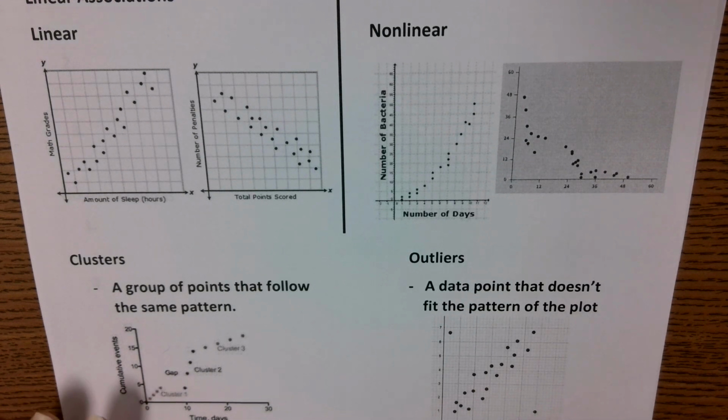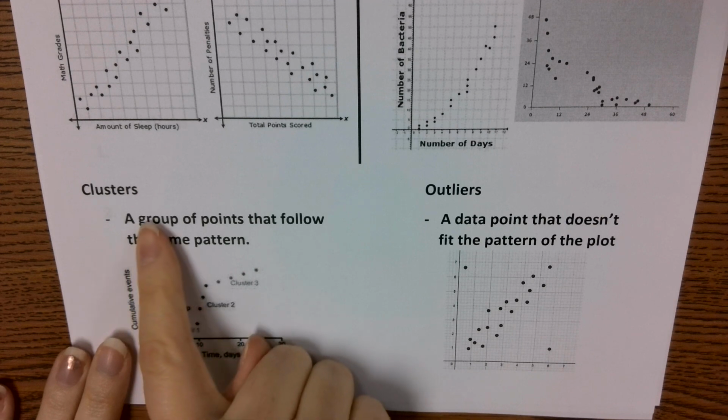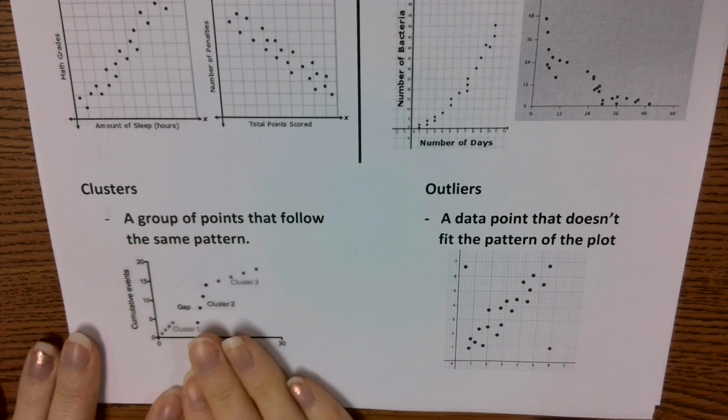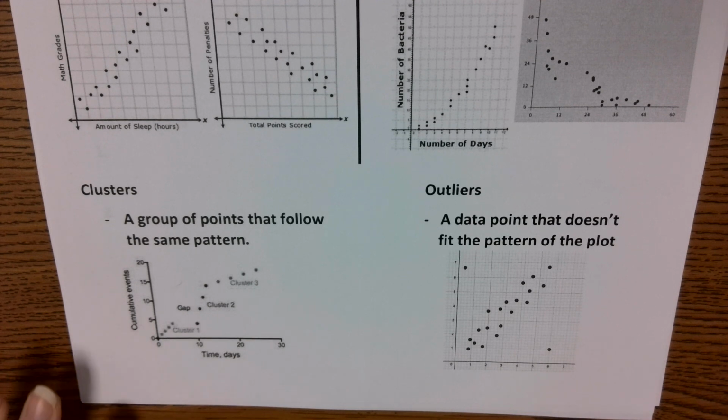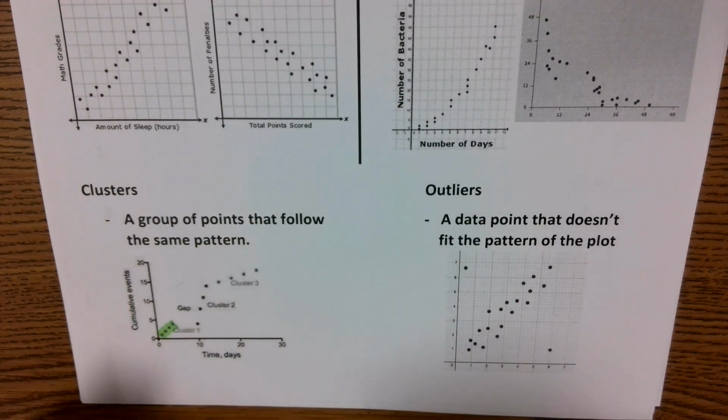And then down towards the bottom, I've got some information about clustering and outliers that we already just discussed. Again, a cluster is just a group of points that follow the same pattern. So in this first graph, we actually have 3 separate clusters being displayed. Cluster number 1 is located right here. They're all following almost a very back-to-back pattern.